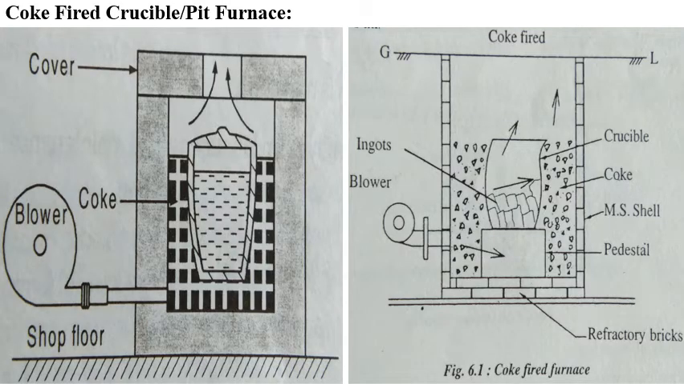You can see this figure clearly this time. So you can see this is a furnace, that is a crucible furnace. This is the ground level. Dig the ground 2 to 3 feet. Inside that there will be a mild steel shell, an MS shell. Inside that mild steel shell, refractory bricks are used. There are two bottom side refractory bricks lining, and on the left and right sides there are also refractory bricks.